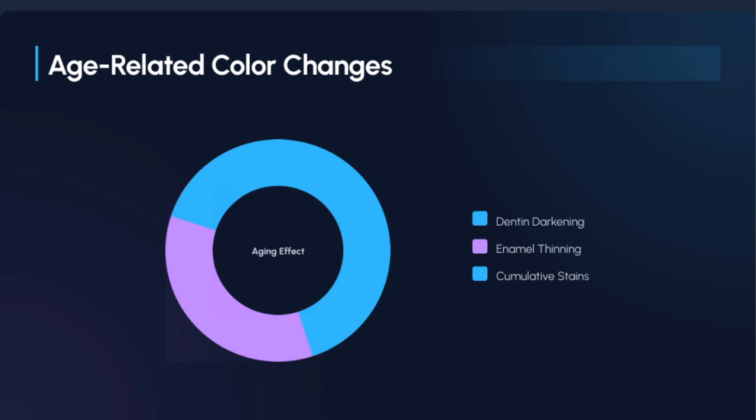This process is part of the aging effect on teeth, where not only do stains accumulate, but the natural changes in the structure of the tooth itself contribute to color shifts. These age-related color changes are important to recognize because they can influence how we approach whitening or other cosmetic treatments. Understanding these cumulative effects helps us appreciate why teeth may change color over time and emphasizes the importance of early intervention and proper care to maintain a healthy, bright smile.